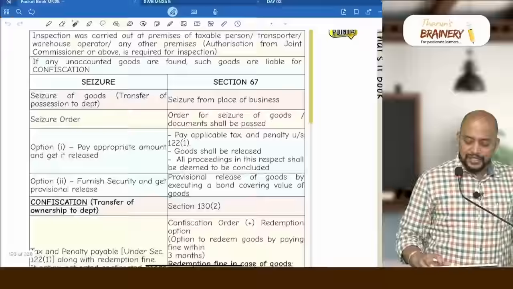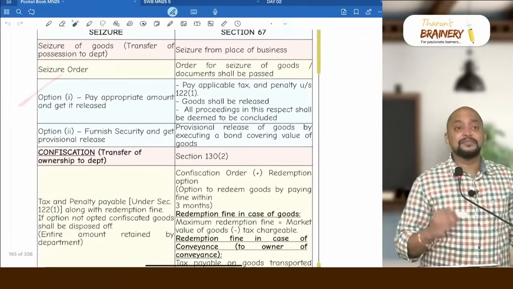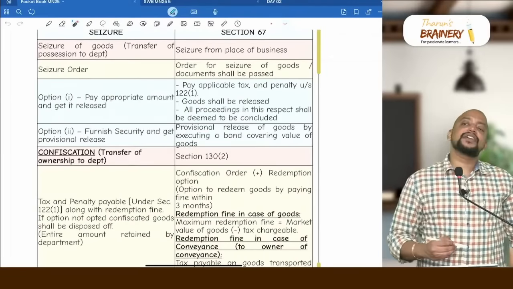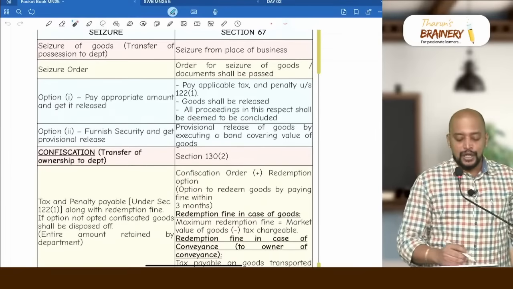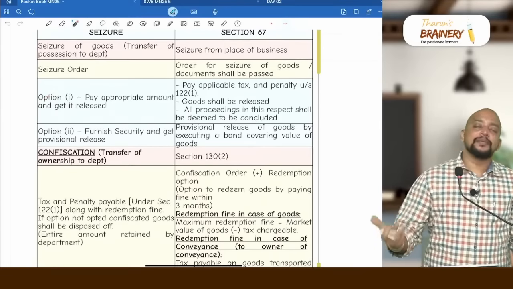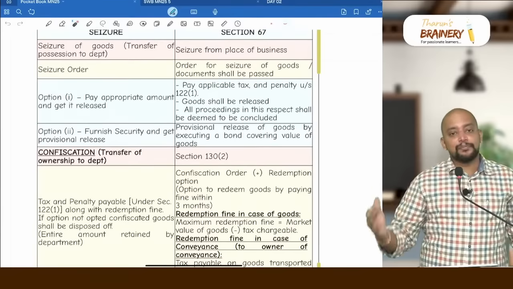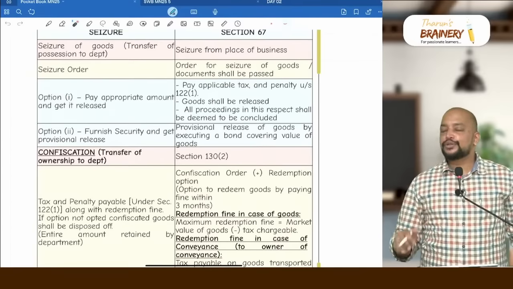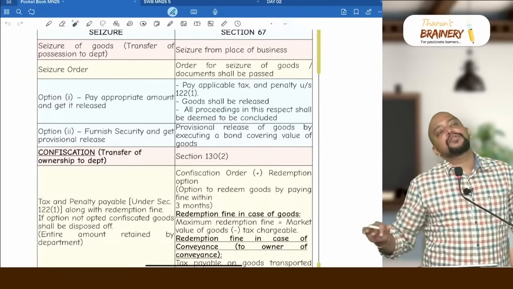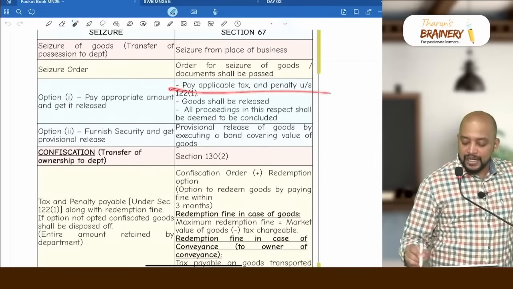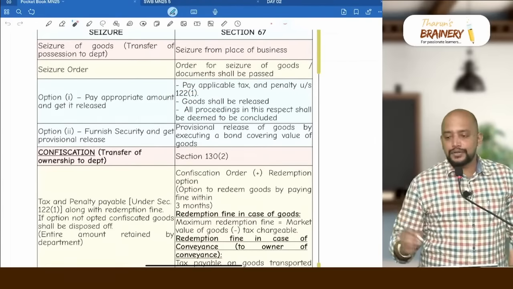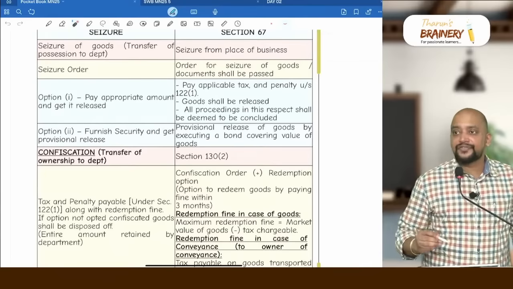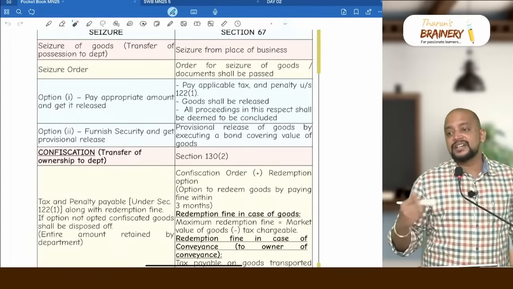Then two options are available. Option number one: immediately after the seizure order, the person from whom the goods or documents are seized has two options. Option number one, he needs to pay the TIP, that is tax, interest, penalty, so that the goods will be released and all the provisions are deemed to be concluded. Pay the applicable tax and penalty under 122 subsection 1. So what is the penalty under 122 subsection 1? 100% of tax or 10,000, whichever is higher.